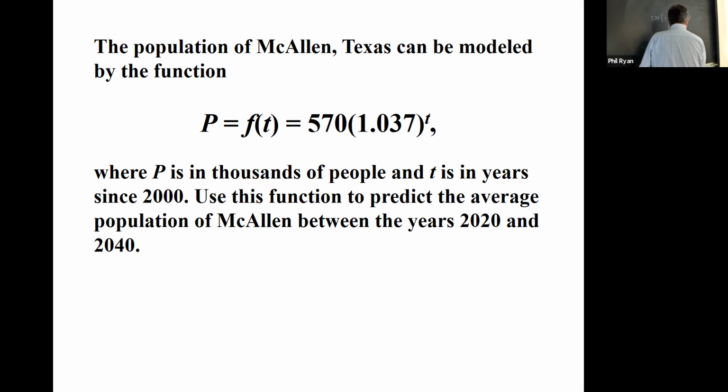Such that the blue rectangle equals the area underneath here. So the average population equals the integral between 20 and 40 of our function, 570 times 1.037 to the t, divided by 20. And this makes sense, because this is an integral.